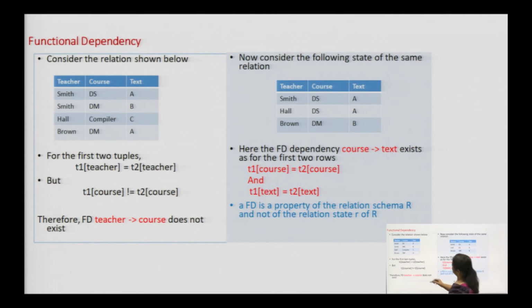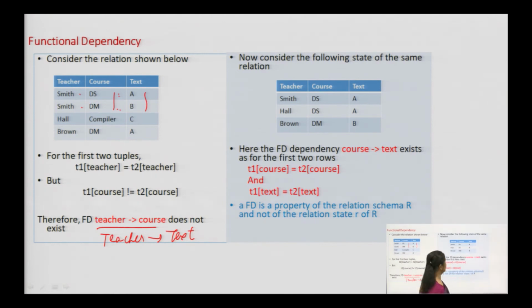Let us consider this example. Here we have Smith, Smith. These two tuples, the first and the second tuples, are agreeing on the X value, but in the course they are not agreeing between the two upper tuples; the value is not the same. In the text, the value is not the same. So, we say that the functional dependency teacher to course does not exist, and the functional dependency teacher to text does not exist.